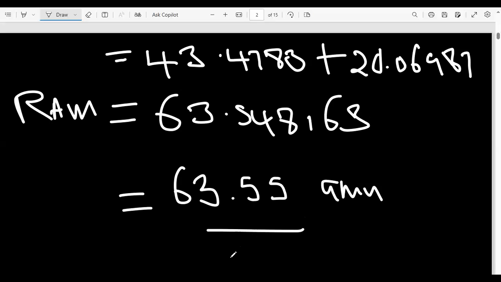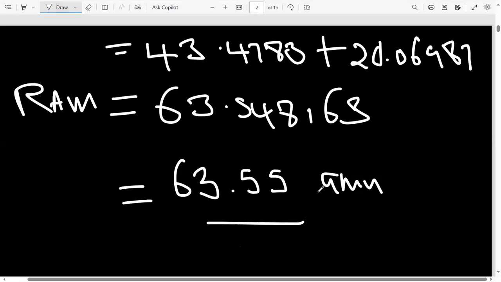Hello, sir. I would like to know the SI unit for relative atomic mass. Yes. It's atomic mass unit. So this is what I've written here, this AMU, atomic mass unit.